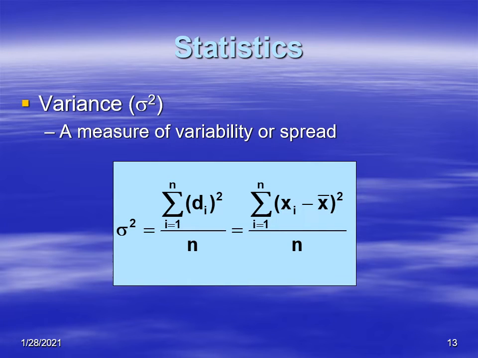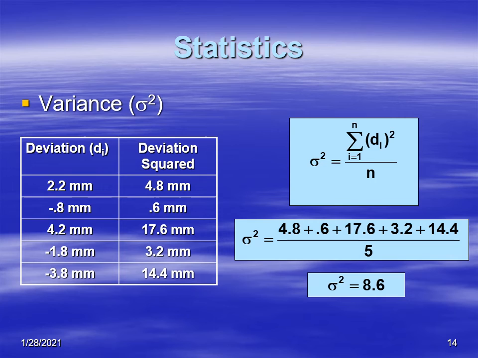So this is what we call the variance. The variance is taking each deviation, squaring it, and then adding them all up, and then dividing by the number of observations. In this case, you can see the deviations. We squared them. That's the right-hand column. And then in the calculation, we're just adding up each deviation squared and then dividing that by 5. And that gives us a variance of 8.6.